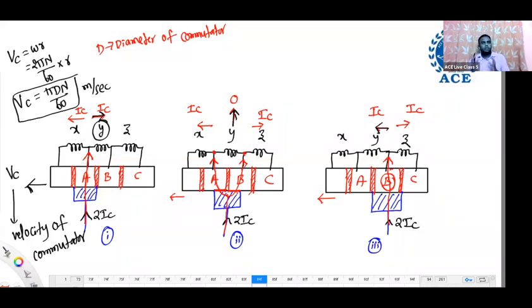Now we need a good commutation. Good commutation means current reversal taking place with no spark at the brush. No spark at brush positions. That is called good commutation. But practically, there will be a small amount of spark at the brush during that current reversal due to some reasons. So those reasons we will see later.